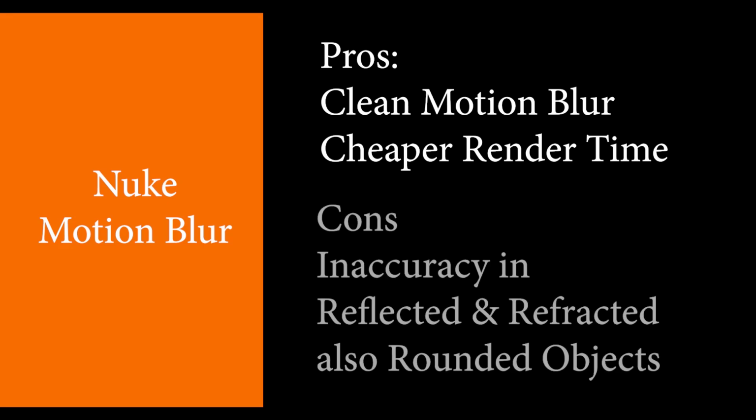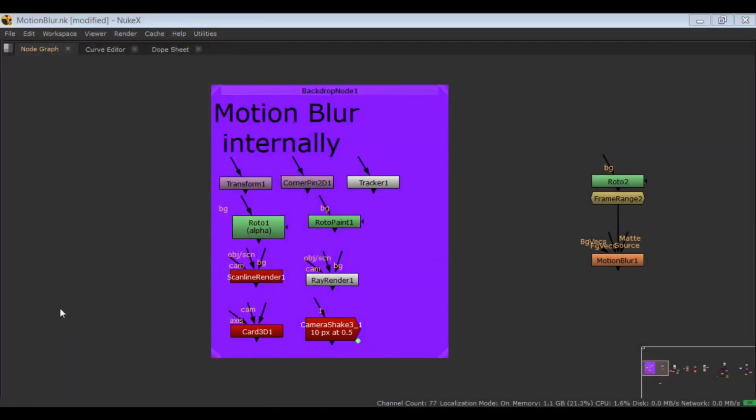The cons of adding motion blur in comp are for reflected and refracted surfaces, something like objects in the mirror, also for rounded and radial shapes and rotating objects such as helicopter blades or wheels turning. It can't produce accurate results and you will have broken motion blur. Also, post-motion blur only gives you linear motion blur. Now let's see what tools we have in Nuke to create motion blur.